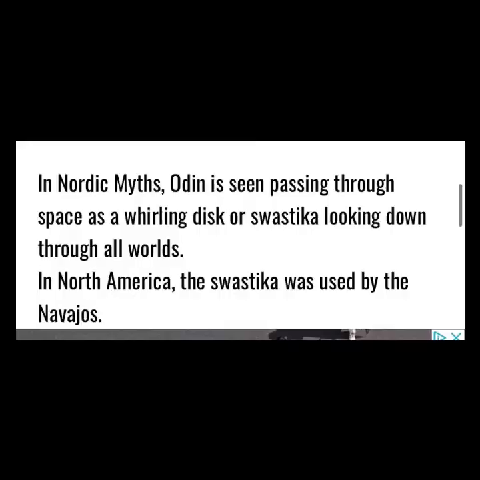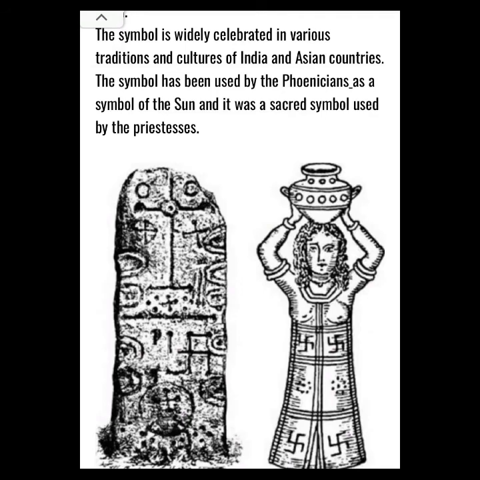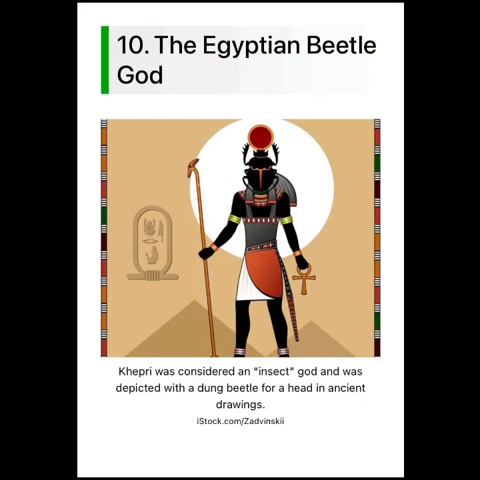So Odin is seen passing through space as a whirling disc or swastika looking down through all the worlds. And even in North America, the swastika was used by the Navajos. From what I'm seeing, it's more the female that is wearing the swastika than males. I believe that the swastika is life itself. And I know that the flying beetle has a meaning behind it in Egyptian mythology and the Egyptian gods. But according to your reading, it has something more to do with telepathy and the ability to fly your mind to the mind of God or to anyone.